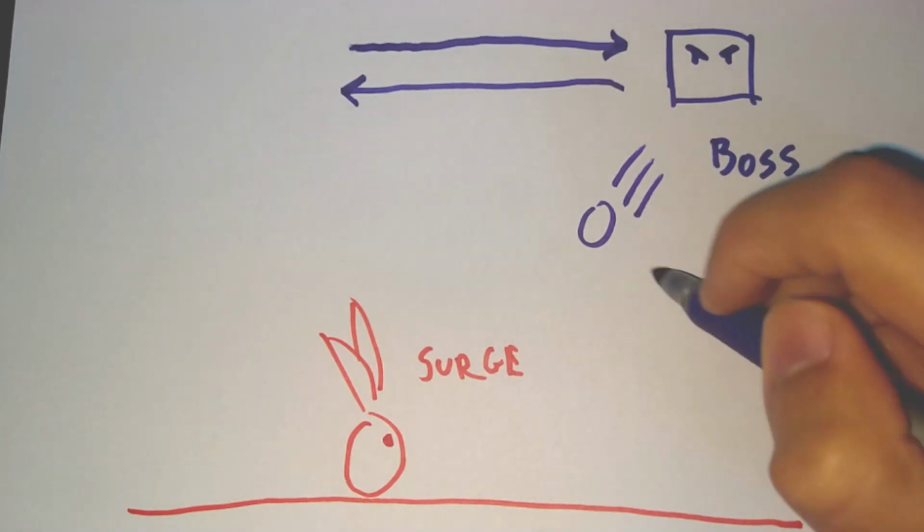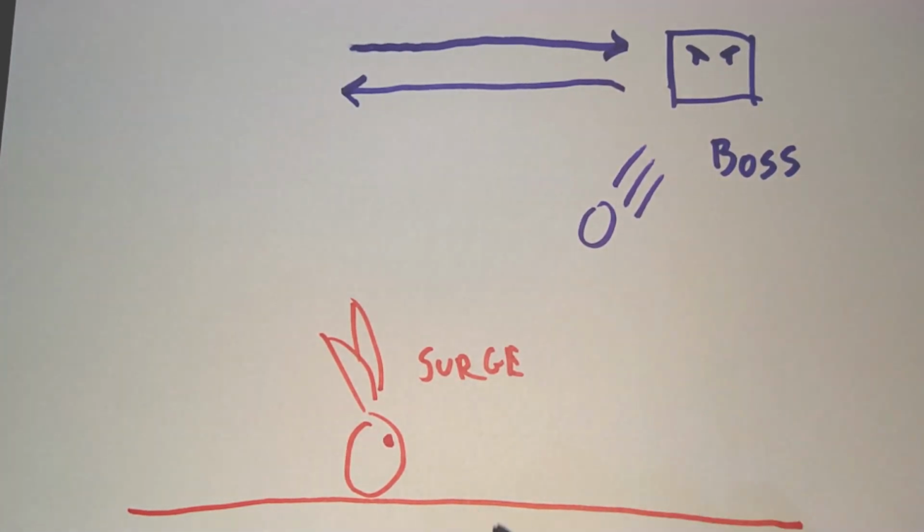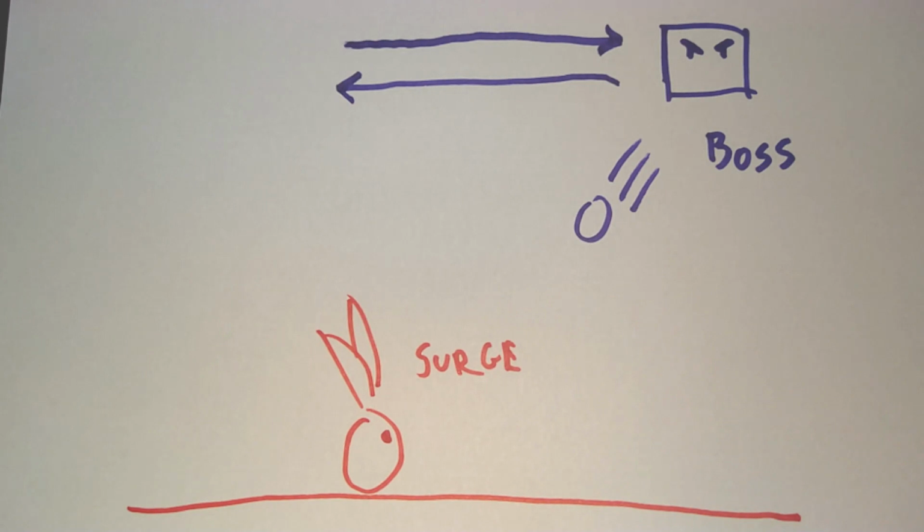Every once in a while, he'll shoot stuff while he's on the right side of the screen, and Surge must dodge his attacks. To defeat the boss, you'll hit him a few times.